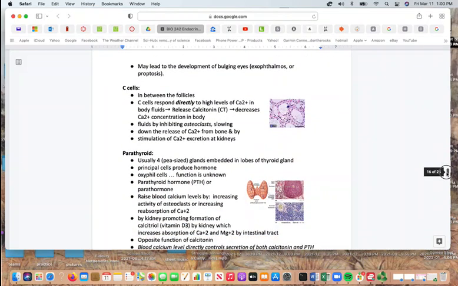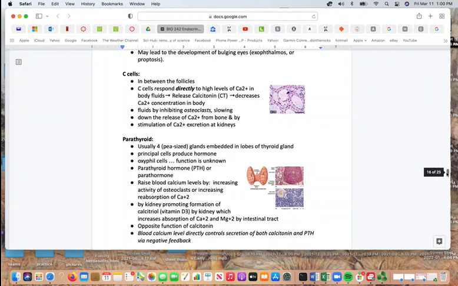So the C cells, these are located between the follicles, and they respond directly to the calcium levels in the body fluids. They're going to be the ones that release calcitonin to decrease the calcium concentrations in the body. So it will do this by inhibiting the osteoclasts. This will help slow down the release of the calcium from bone, keeping the calcium in the bone, and then it will stimulate calcium excretion by the kidneys.